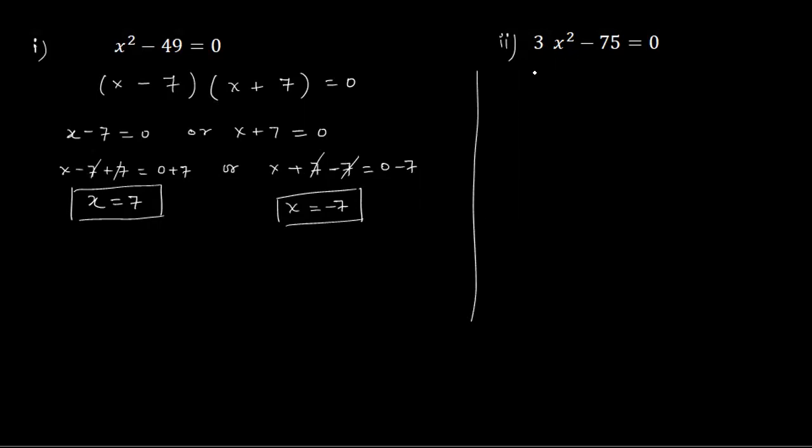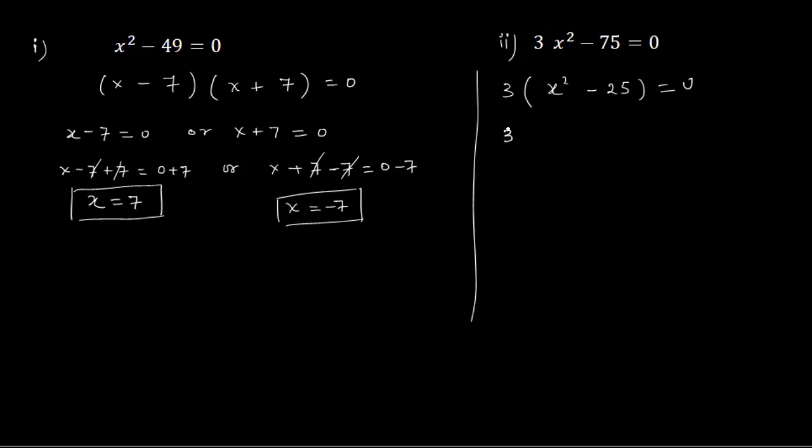Here, we cannot use the difference of perfect squares technique because 75 is not a perfect square. So simply take the common divisor. The common divisor of 3 and 75 is 3. So put 3 outside of the line. 3x square divided by 3 is simply x square. 75 divided by 3 is simply 25, equals 0. Now we can use the difference of perfect squares technique in this expression.